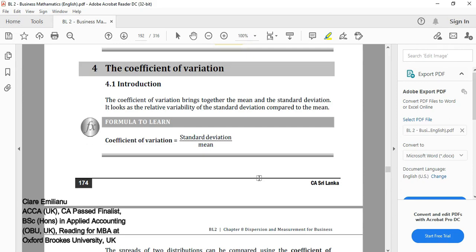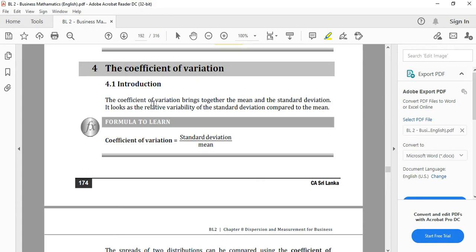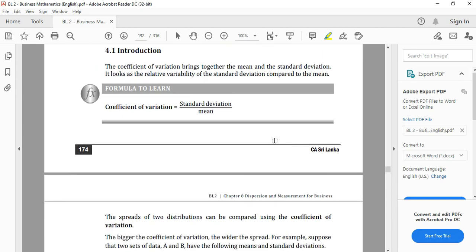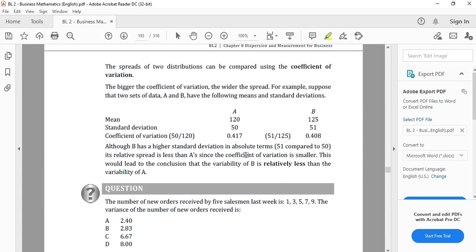Let's move on to the last section, coefficient of variation. The coefficient of variation brings together the mean and the standard deviation. It looks at the relative variability of the standard deviation compared to the mean. This formula again you must memorize: standard deviation divided by the mean. The spread of two distributions can be compared using the coefficient of variation. The bigger the coefficient, the wider the spread.